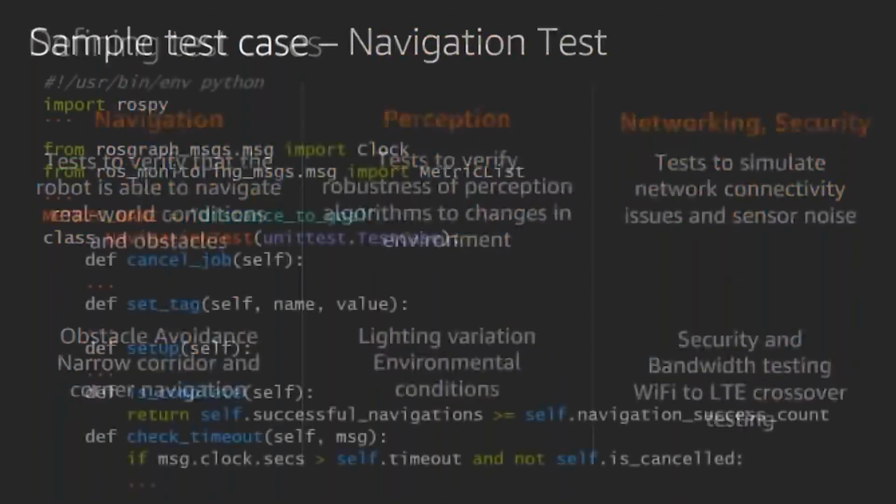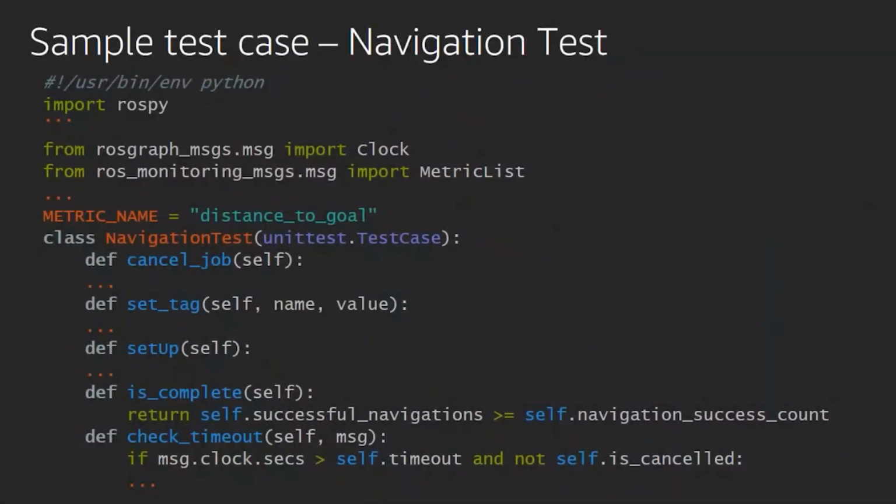As an example, here's a navigation test example. This is Python code, and you've got access to this code as part of the workshop. It's a sample test case. What it does is check to see if the robot makes it to a goal, that is, if it gets to within a certain range of the goal. It's within 0.5 meters of the goal, and obviously you can change that.